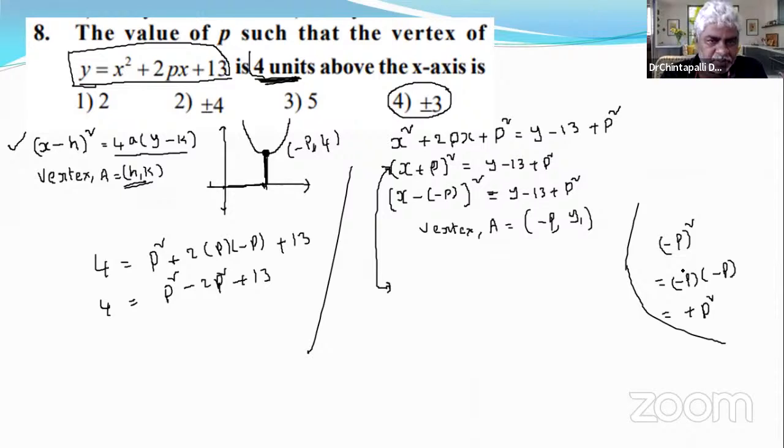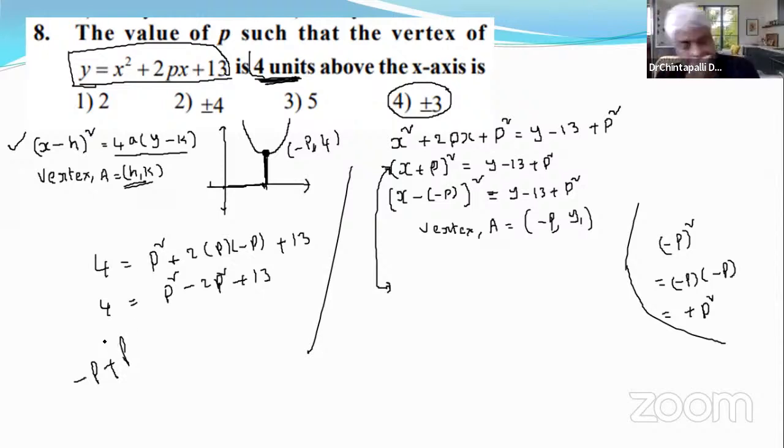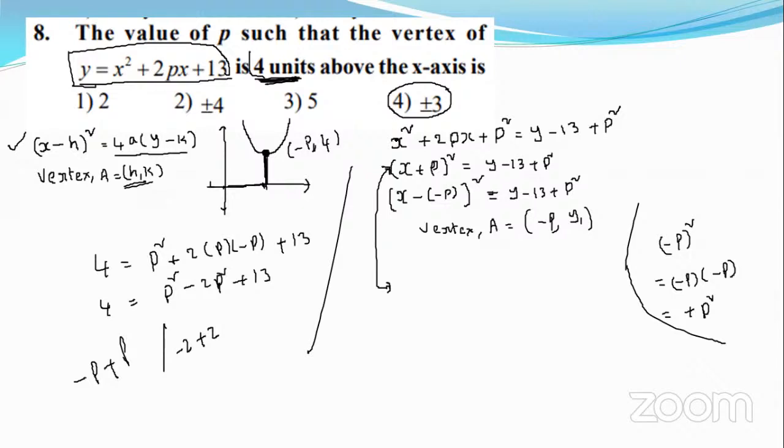What is negative p plus positive p? What is its value? Negative p plus positive p. What is the value of minus 2 plus 2? Oh, 0, sir. That's why it is 0.